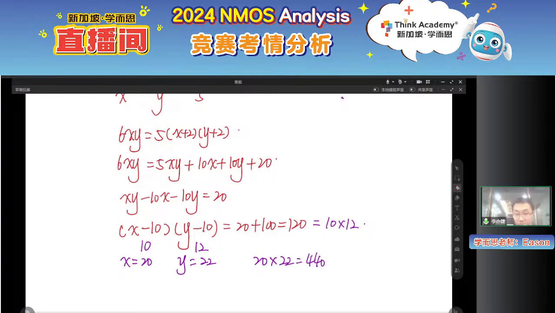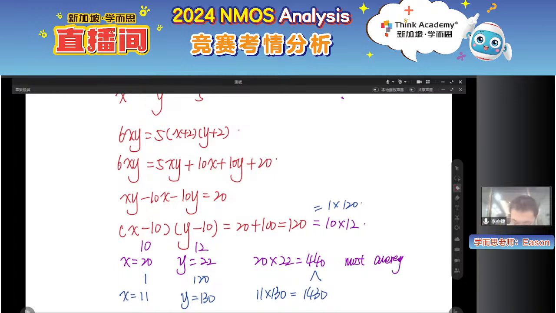What if it's the most extreme way? The most extreme way might be 1 and 120. So now if this is 1 and this is 120, then x equals 11, y equals 130. So 11 times 130 is 1430, far larger than 440. So this is the most average way, and this is the most extreme way.